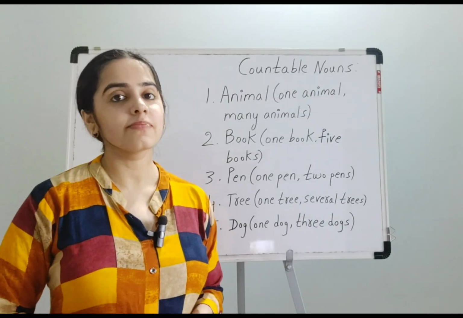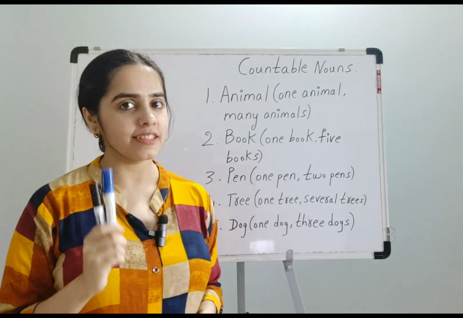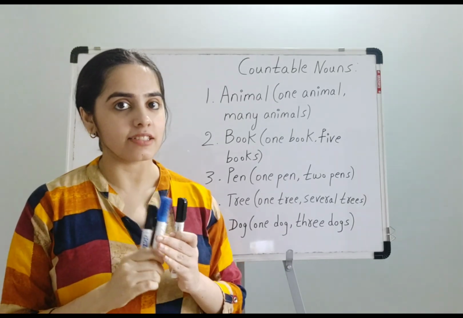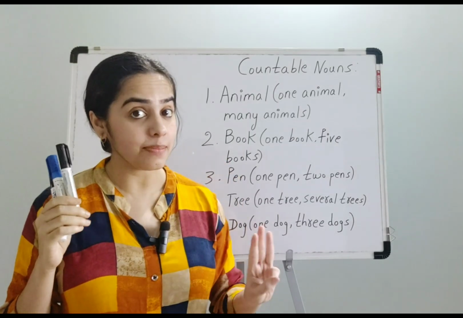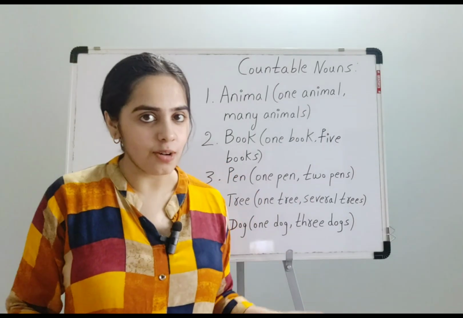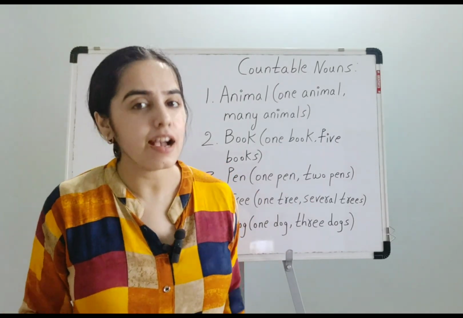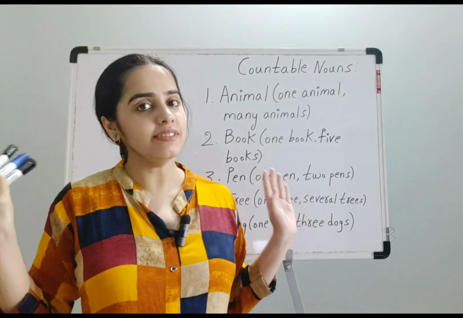One marker, two markers, three markers. So total there are how many markers? Three markers. Such nouns which can be counted are known as countable nouns.